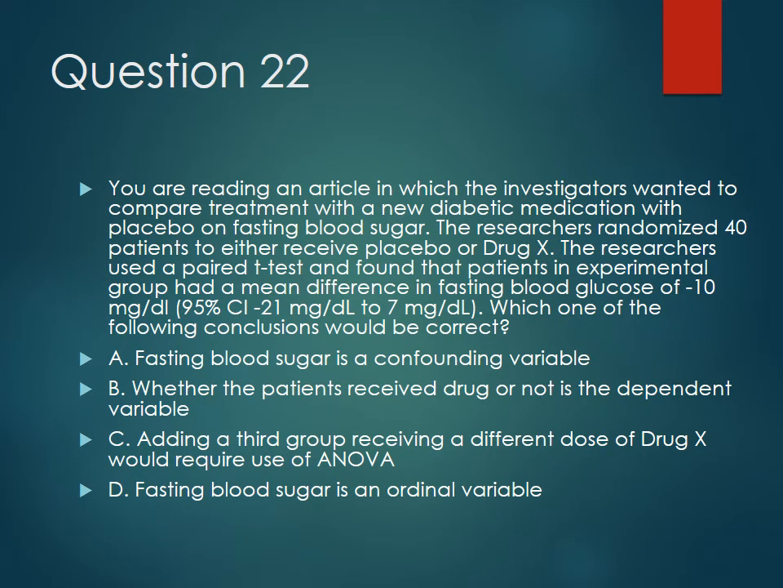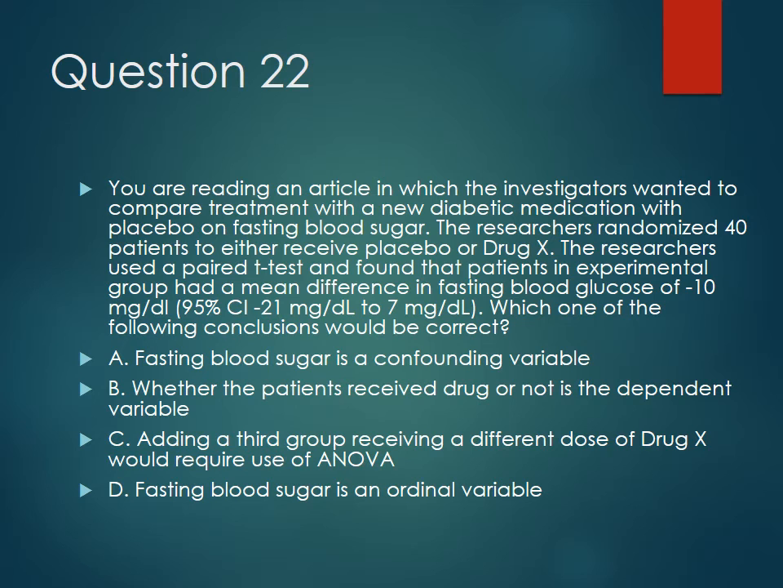So here we're going to be looking at the same article, the same situation, and now we're going to try to see what other conclusions we can draw from this data set. So A would be the fasting blood sugar is a confounding variable. This would be incorrect because this is actually our outcome variable. This is the thing that we want to see what is changing based on our intervention, which is either giving patients the drug or giving them placebo. So because of that, it's not really a confounder.